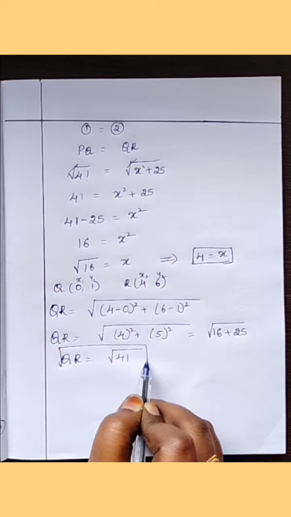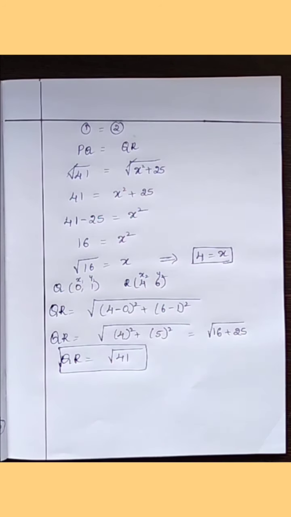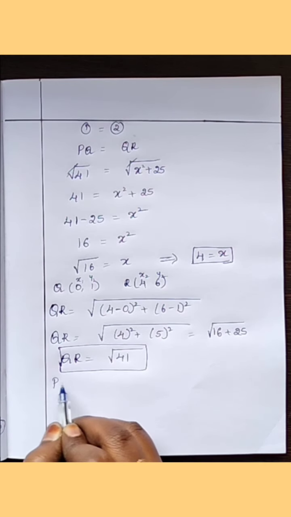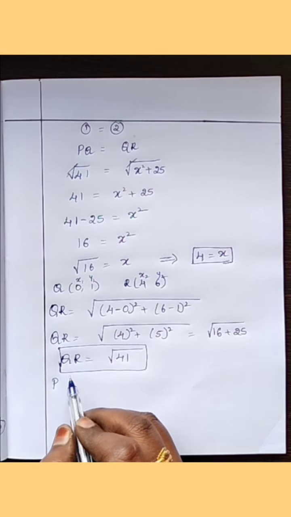We got the QR value as root 41. Even the PQ value is also root 41. From this we conclude that PQ is exactly equidistant from QR. Why? Because PQ equals root 41 and QR equals root 41. Now what we have to find? We have to find the distance between P and R. The PR distance we have to find.